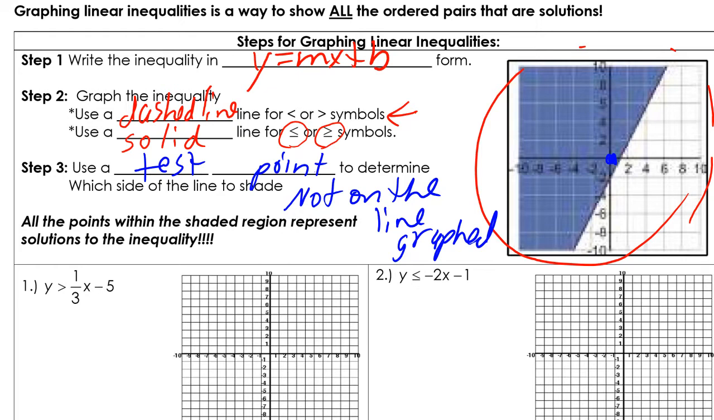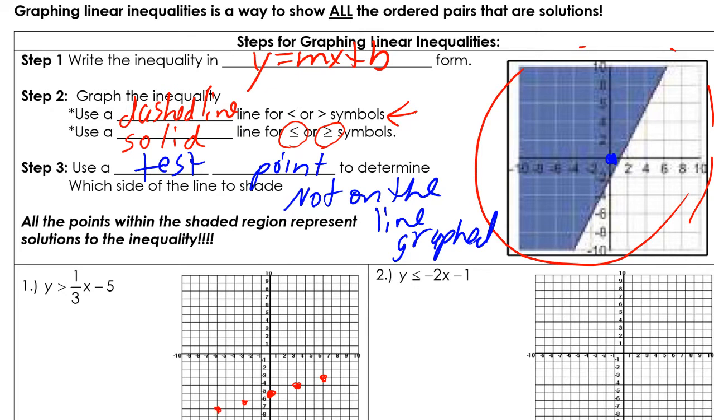All right, let's try one. y is greater than 1/3 x minus 5. This is already isolated y, so I can graph this line. There's negative 5. Slope is 1 over 3: up 1, right 3, up 1, right 3, down 1, left 3, down 1, left 3.